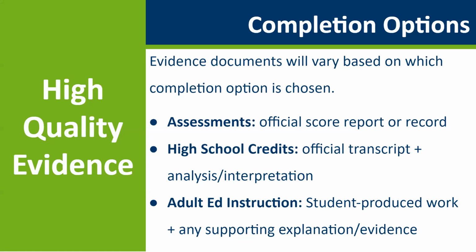All right, other than those two required things, the kind of evidence and the kind of documents you're going to upload into the portfolio are going to vary based on what completion option is chosen. We're going to detail more of this as we move forward, but as a starting point, if you're using assessments, you need an official score report or some other record of that official assessment. If you're using high school credits, you need the official transcript from the district or the school that awarded the credit. Plus, you need to give your reviewers some analysis or your interpretation of how those credits work in the diploma portfolio.